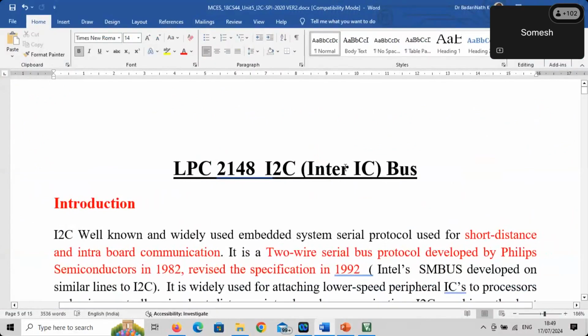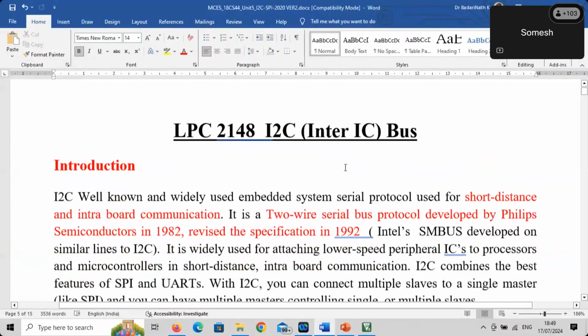Now, the LPC2148 provides support for three types of embedded serial communication. So what are those three? We have just studied them when we studied the architecture. One is UART, Universal Asynchronous Receiver Transmitter protocol. It supports two UARTs, UART 0 and UART 1.